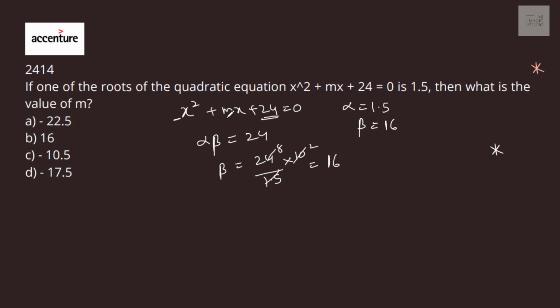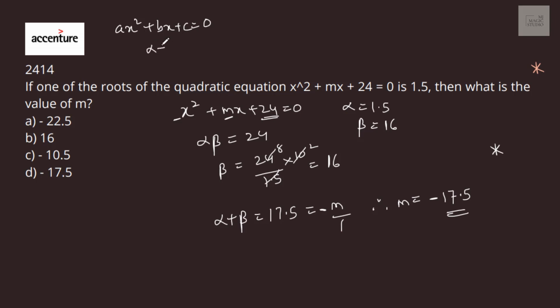Then what is the value of m? For m we can use the sum of roots. Sum of roots is 17.5 equals minus b by a, that is minus m by 1. Therefore the value of m is minus 17.5. As we know, in any quadratic equation ax square plus bx plus c equals 0, the sum of roots is given by minus b by a and the product of roots is given by c by a. I've used this, and m equals minus 17.5, that features in option D.